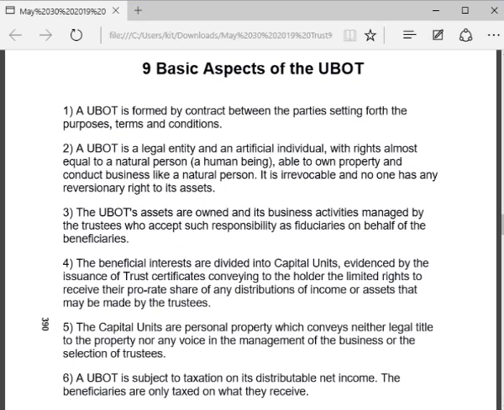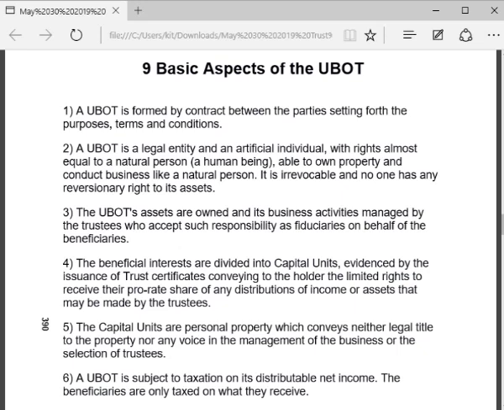3. The UBOT's assets are owned by its businesses, activities managed by the trustees who accept such responsibility as fiduciaries on behalf of the beneficiaries. 4. The beneficial interests are divided into capital units, evidenced by the issuance of trust certificates, conveying to the holder the limited right to receive the pro rata share of any distributions of income or assets that may be made by the trustees. 5. The capital units are personal property which conveys neither legal title to the property nor any voice in the management of the businesses or the selection of trustees.